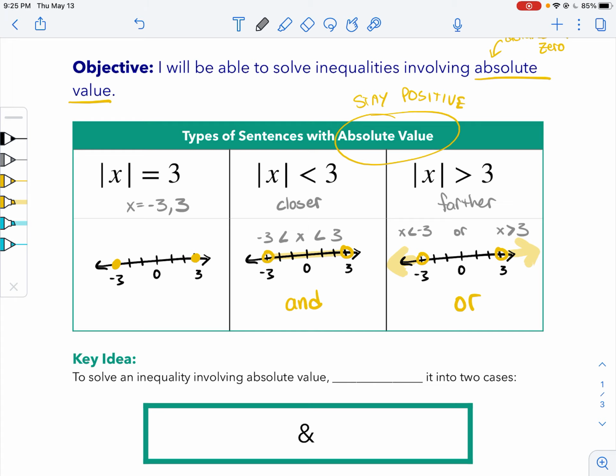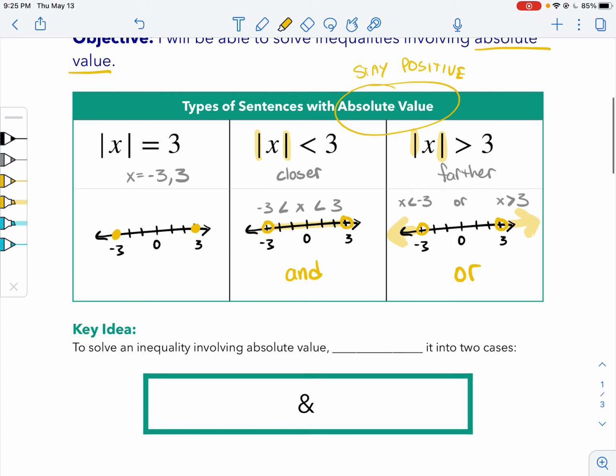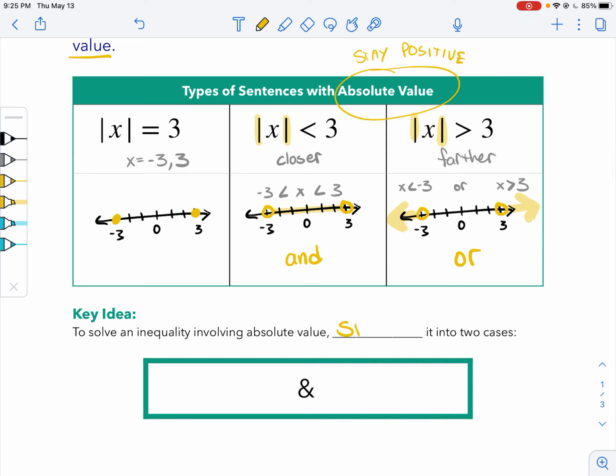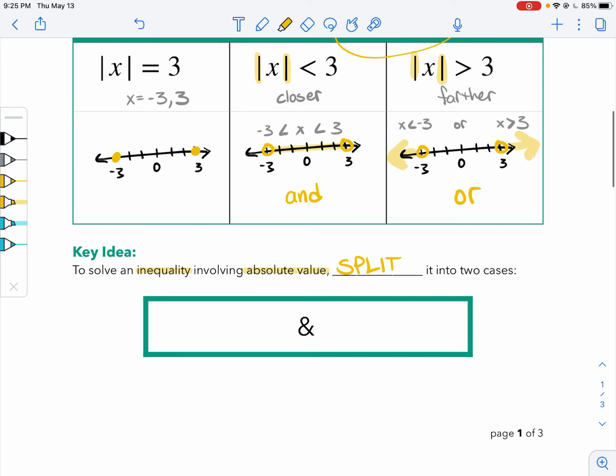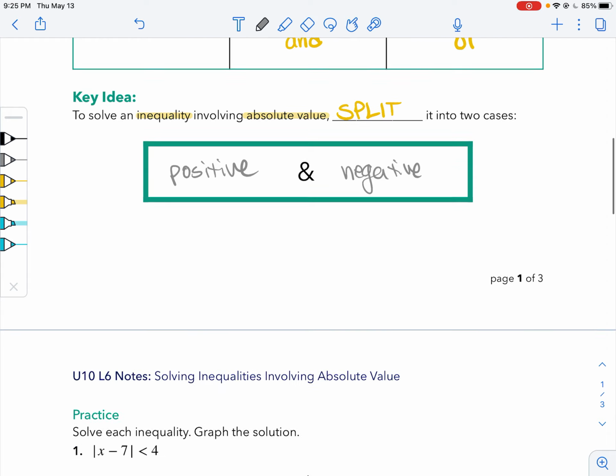So with absolute values, you're noticing that we make like a banana and split. When you're working with inequalities and absolute values, you need to split it into two cases. One needs to be the positive value, and the other needs to be the negative value. So let's do some examples.